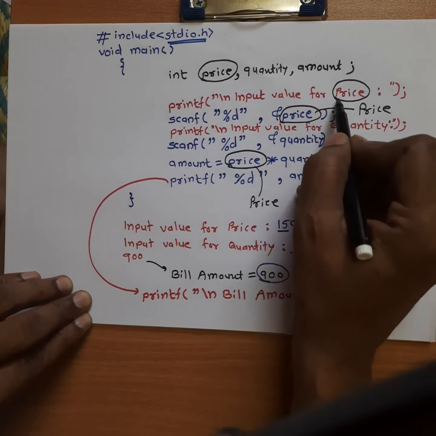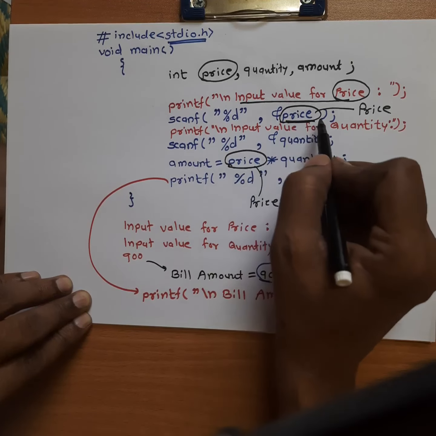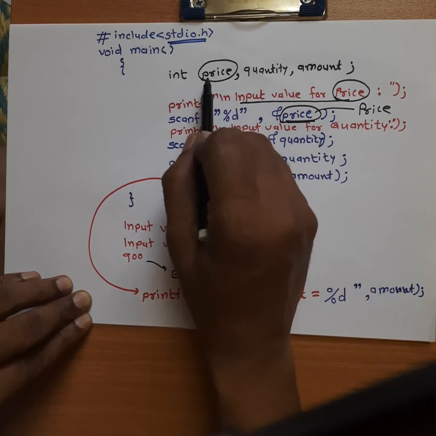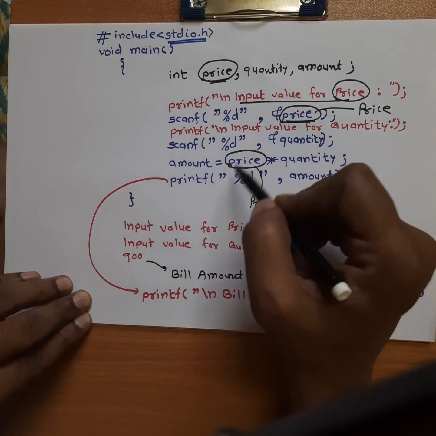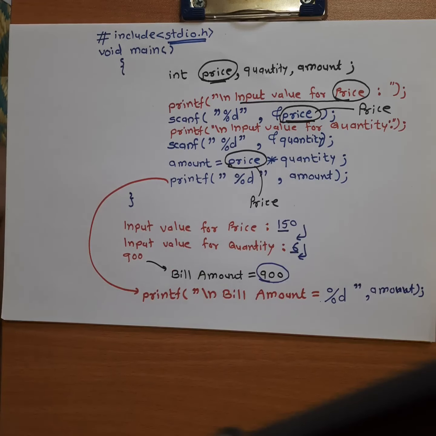But the variable, this is your message, this everything is your message, but this is your variable. A variable is case sensitive. Once you mention it, we have to use the same. We cannot change uppercase or lowercase because it is case sensitive. This part we have to remember.